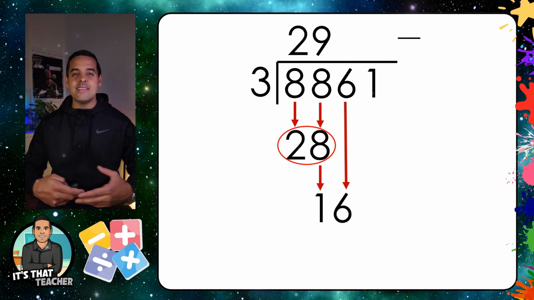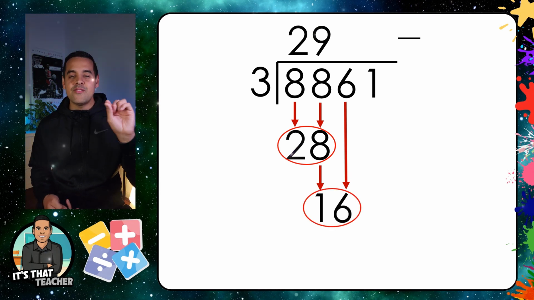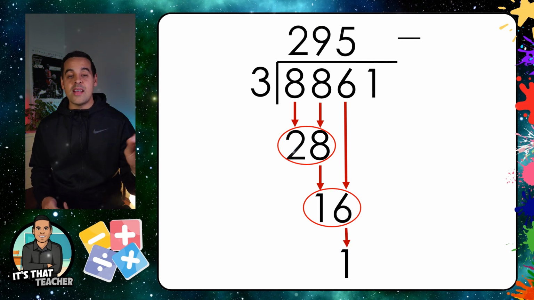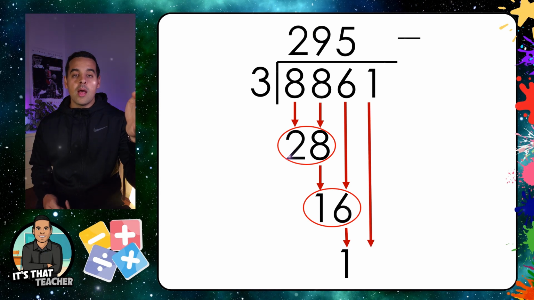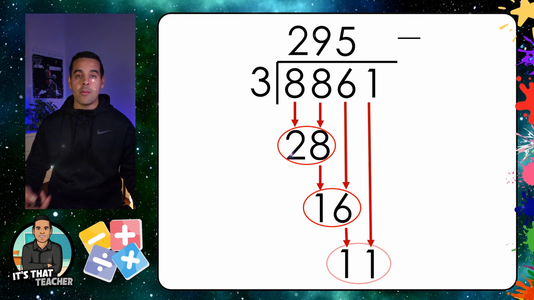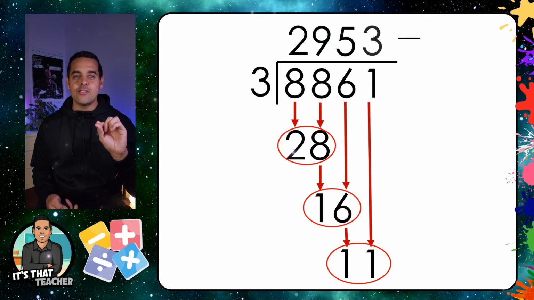Bring down the 6 in the tens column. How many 3s can fit evenly into 16? That would be 5. Remainder 1. As you can see, it's quite simple. Just bring down the remainder, and then whatever number comes next, bring next to it. So the 1 in the ones column or the units column, bring down next to our remainder, creating the number 11. How many 3s can fit into 11?